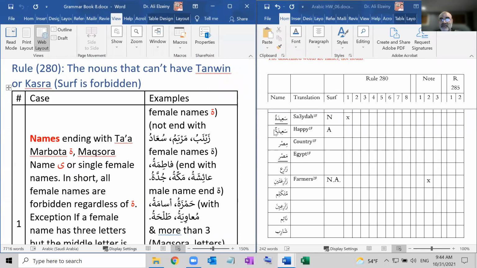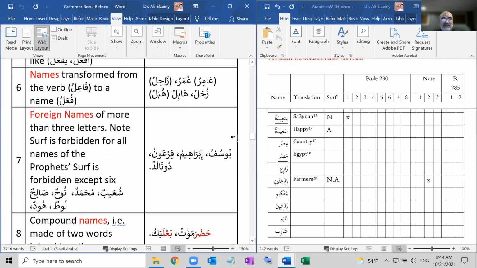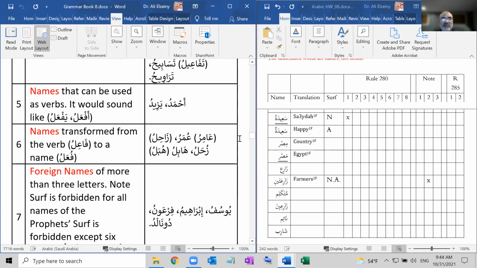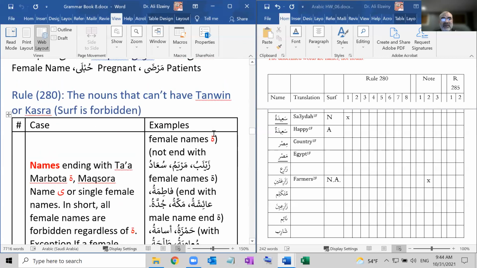But if it's used as an adjective, then sarf is allowed, because it's none of those 7, 8 cases here of rule 280. The rules are numbered so that it's easy to reference them. So when I say rule 280, we all know where rule 280 is. What is in rule 280?